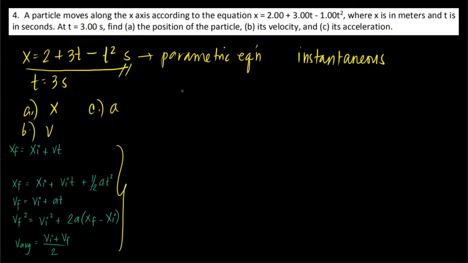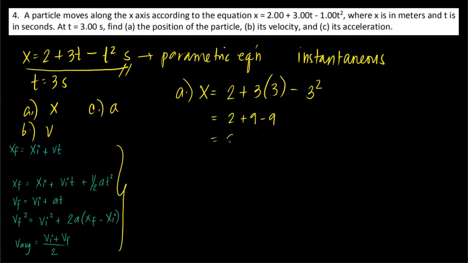Now, for letter A, what is the position of the particle at time equals 3 seconds? It's easy, just substitute. So 2 plus 3 times 3 minus 3 squared. 2 plus 9 minus 9. Therefore, 2 meters is our answer for letter A.